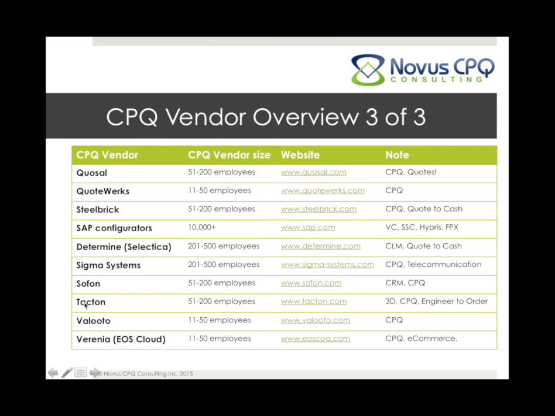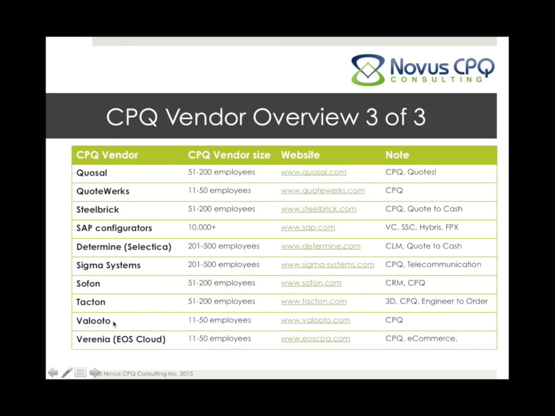Then a vendor out of Sweden, Tacton. They have been around also for over 20 years. They have 3D capabilities, CPQ, engineer to order. They have also specialized on the complex manufacturing industry. They are mostly in Europe, but I would expect that they will expand to the US at one point. So if complex manufacturing is something you're interested in, you should check out Tacton as well.